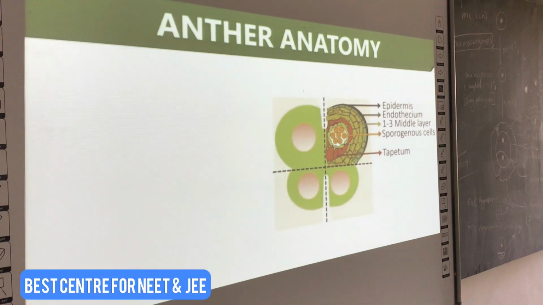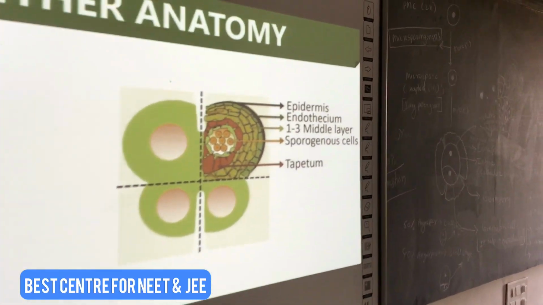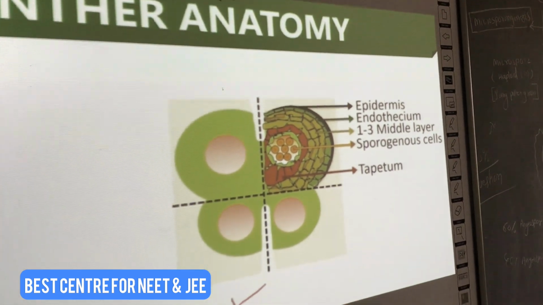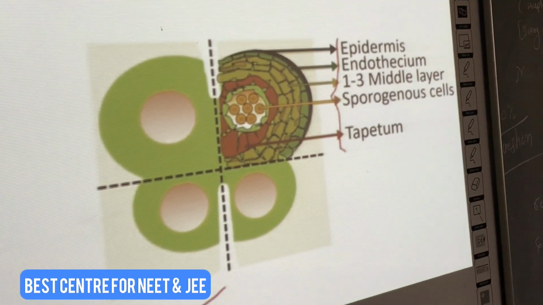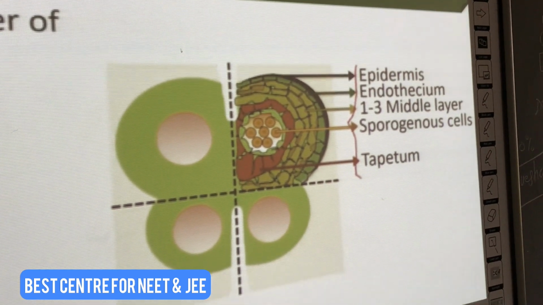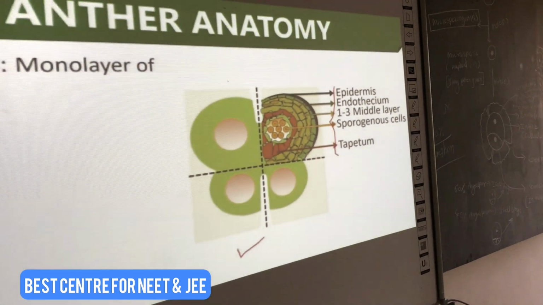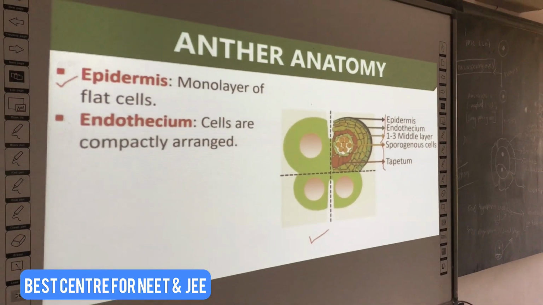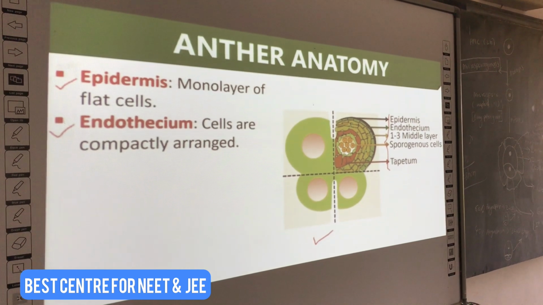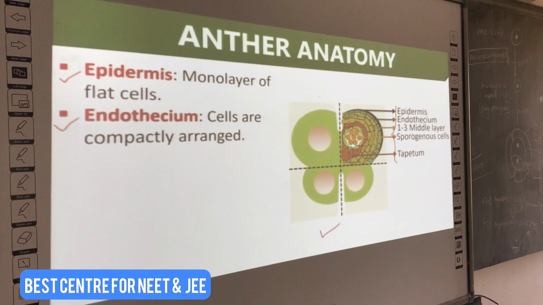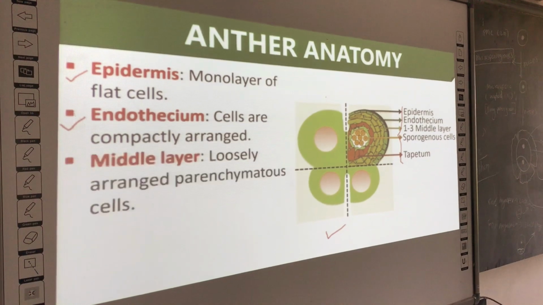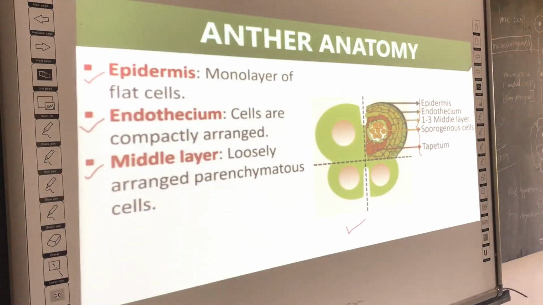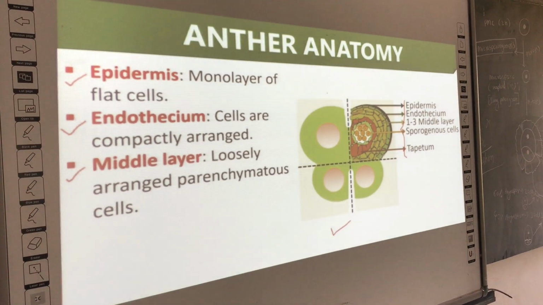Friends, now let us discuss the anatomy of an anther. This is the transverse section of an anther, and here you could see the distinct layers of cells within the anther. First and the outermost layer is the epidermis, which exists as a monolayer of flat cells. Then the second layer is the outer endothecium, in which the cells exist as a single layer and have a compact arrangement. Then the middle or intermediate layer usually comprises 1 to 3 layers of loosely arranged parenchymatous cells.